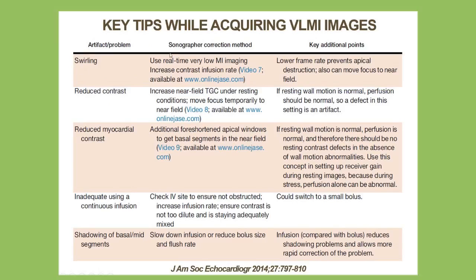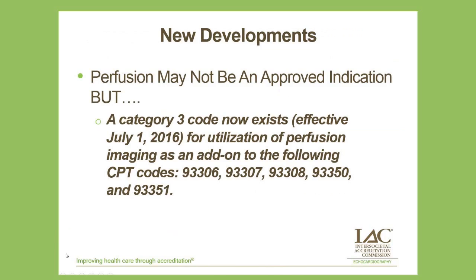I just want to talk about the key tips again for sonographers to use when using this very low mechanical index imaging technique. Again, the very low mechanical index imaging prevents the swirling, and so it's advantageous over low MI imaging for that. It requires less contrast, and we do recommend advancing the time gain compensation a little bit in the near field to better detect perfusion, and for some of these tips, we advise you to go back to the American Society of Echo guidelines in 2014 to better delineate.